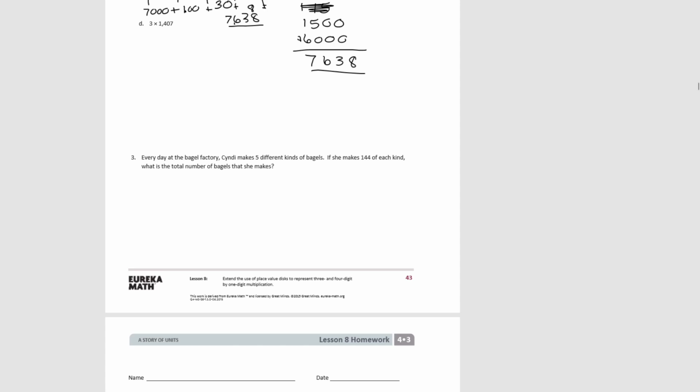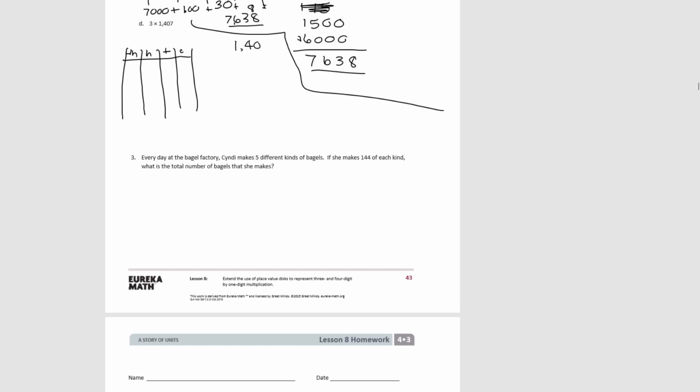Okay, for D, let's do the other method. We'll put up our place value chart. And we're going to write our partial products here and then record them in the place value chart. So we start out with the ones. 7 ones 3 times is 21. So we're going to record that over here as 2 tens and 1 one.